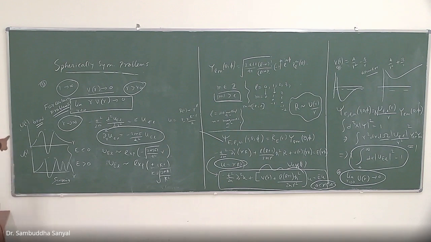Yeah, so here I'm plotting u(r) because everything is in terms of u(r). But when you plot the actual wave function, you plot u by r. Yes, I'll show you such plots also. Make sense? Okay.